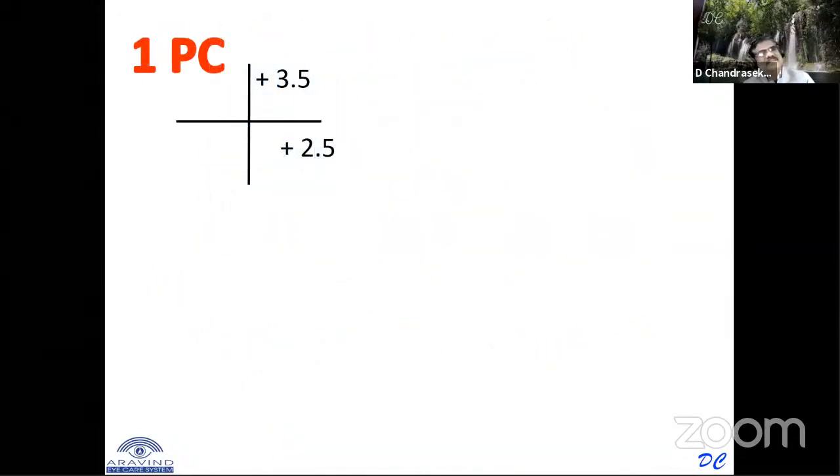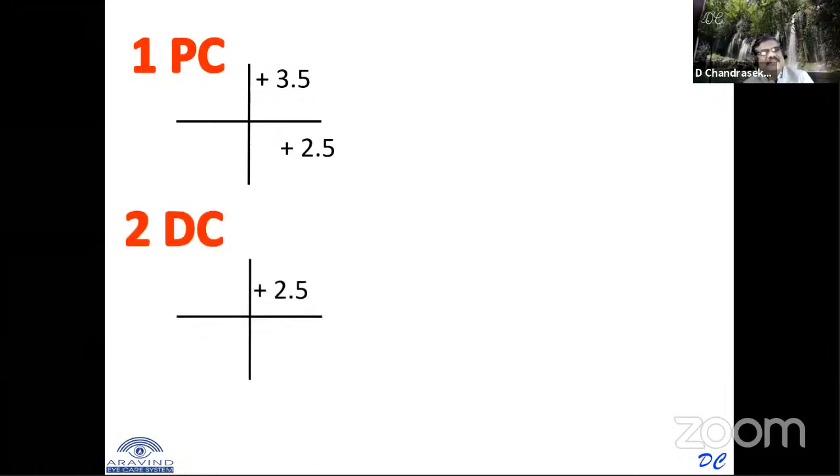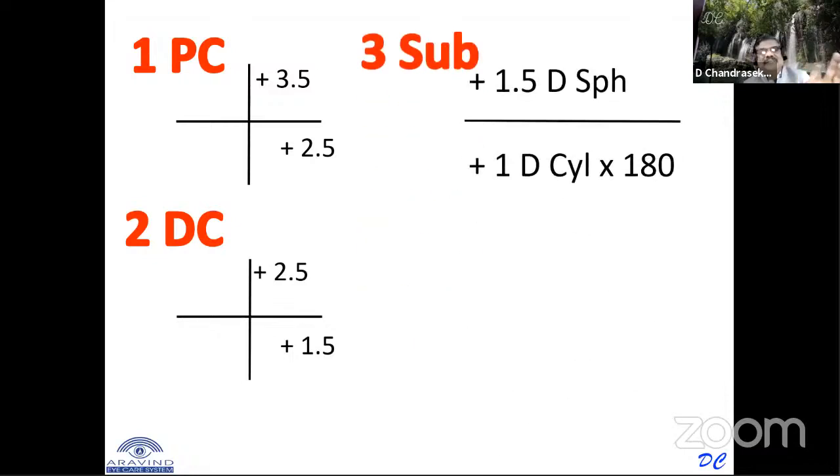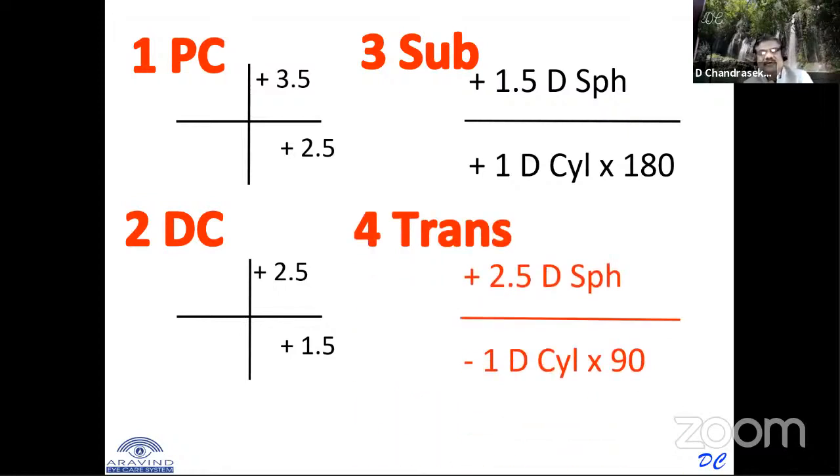So just to summarize, you have a power cross of 3.5, 2.5. Distance correction minus 1 will become plus 2.5, plus 1.5. Subjective, you give 1.5 spherical and you subtract and give only 1 at 180, and it will become 2.5. When you transpose, use the algebraic sum, which is equal to plus 2.5, then minus at 90. Just change the symbol and the axis.